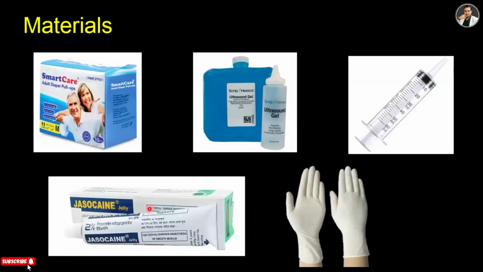And the materials needed for this procedure are an adult diaper, ultrasound gel, and Tommy syringe, then Jesocon gel for lubrication, and the hand gloves. So instead of Tommy syringe, you can also use a catheter, Foley's catheter, to insert into the rectum, and also you can insert the Tommy syringe directly to the anus.